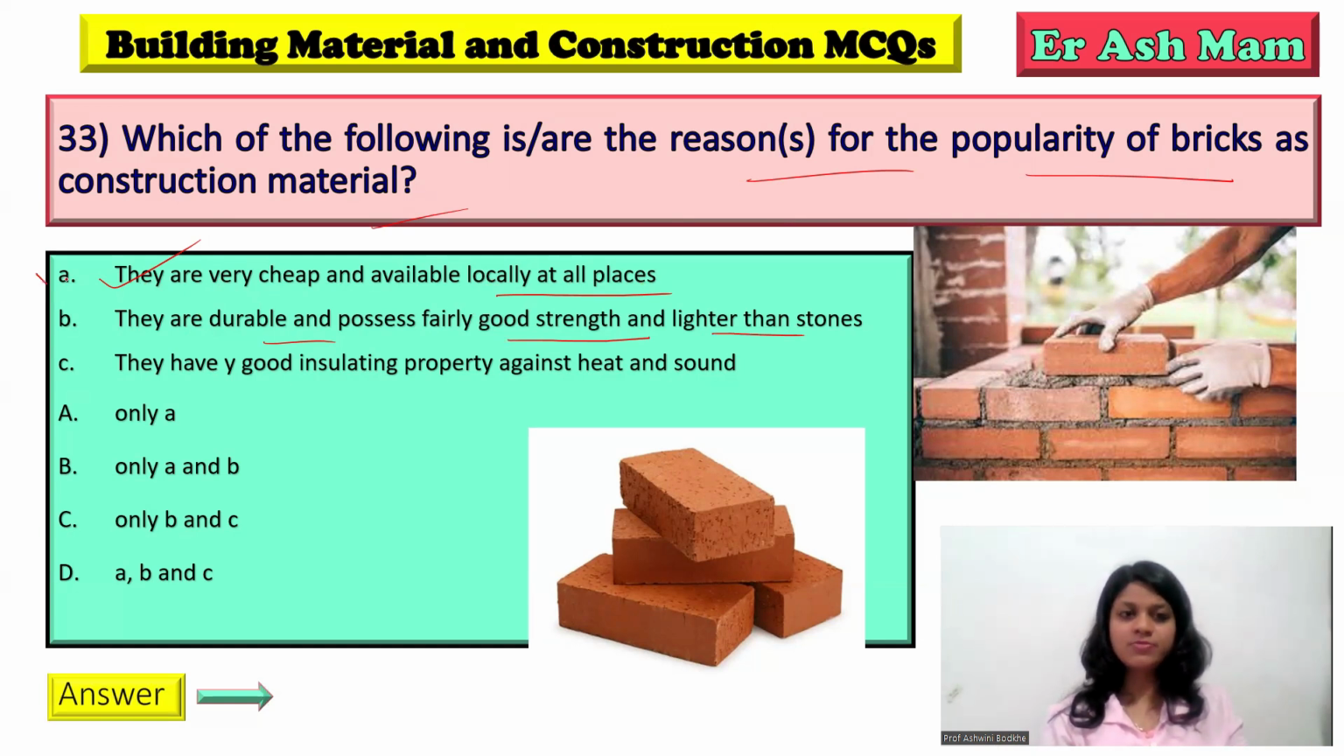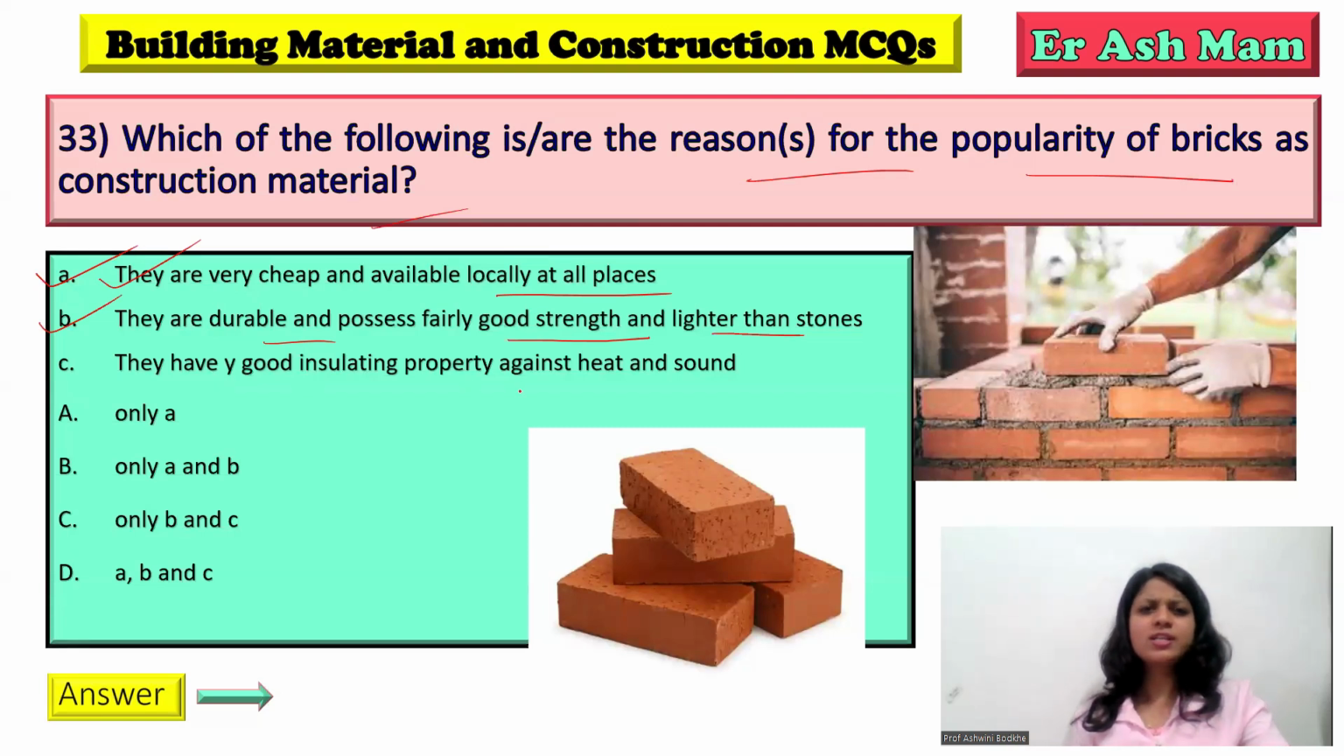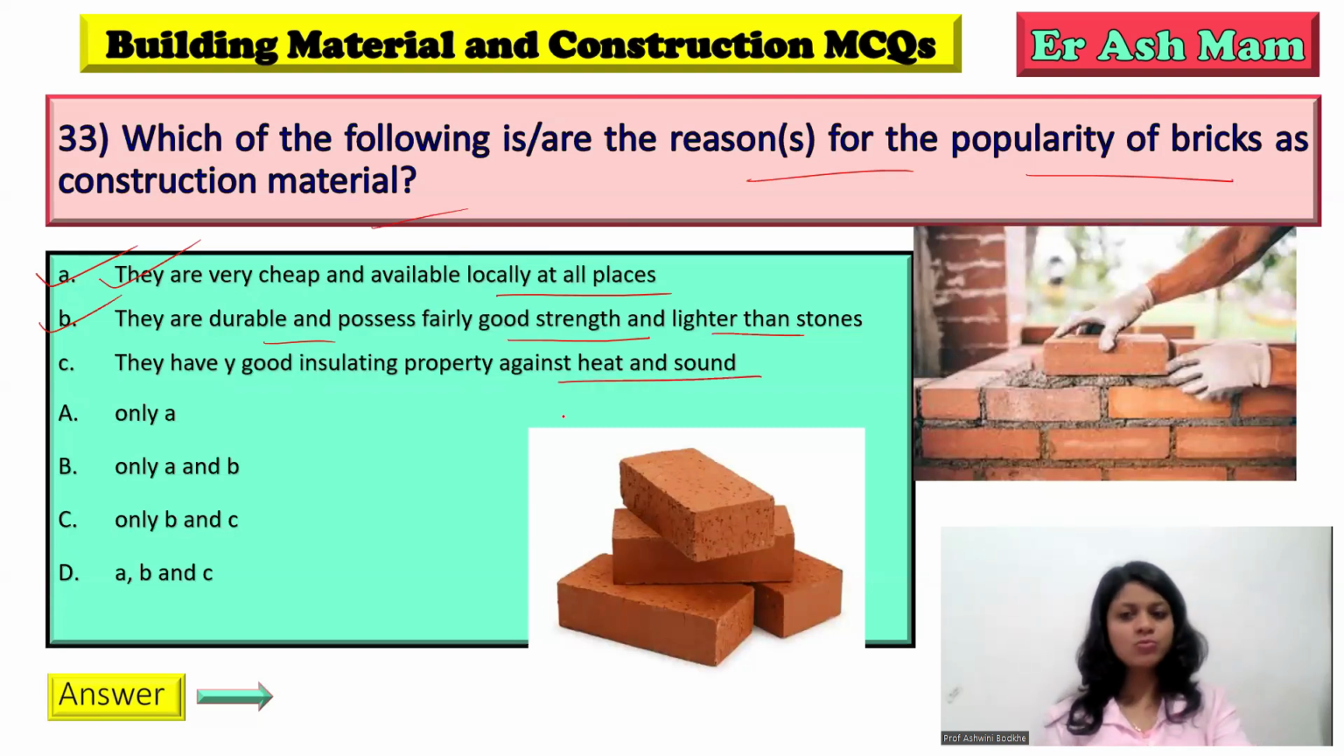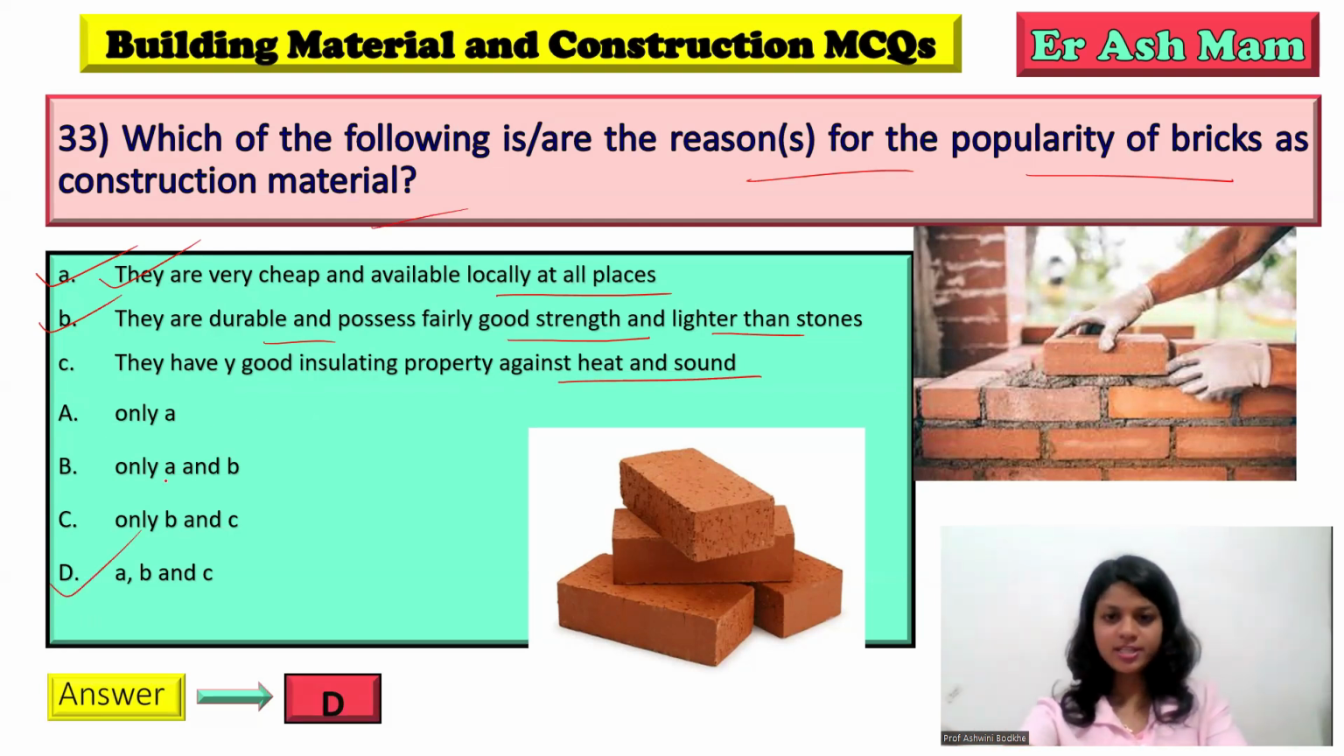First is correct, second is correct. Let's see about option C. They have good insulating property against heat and sound. Correct. The answer is D. All three options are correct here.